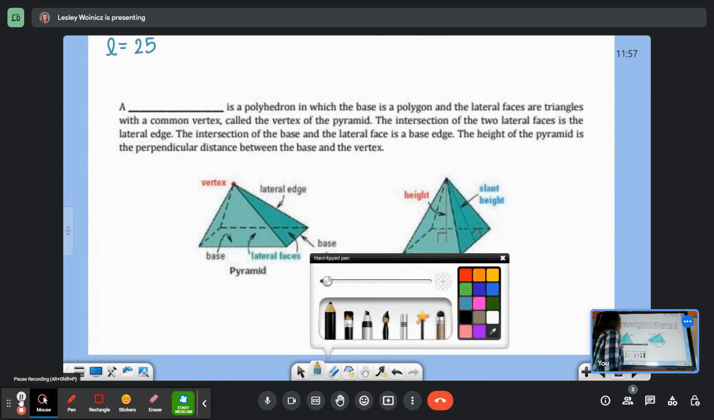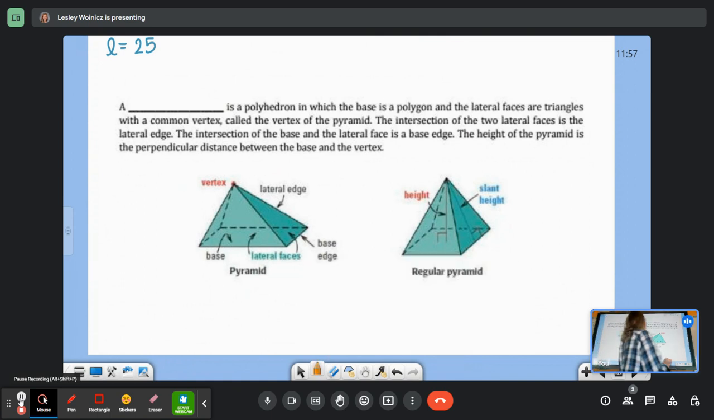Okay, well, it's a prism if it's got a base on top and a base on the bottom. It's a pyramid. Okay, in which the base is a polygon and the lateral faces are triangles with a common vertex called the vertex of the pyramid. The intersection of any two lateral faces is a lateral edge. The intersection of the base and a lateral face is a base edge. Do you guys see the difference between the lateral edges and the base edges? Okay, perfect. The height of the pyramid is the perpendicular distance from the base to the vertex.